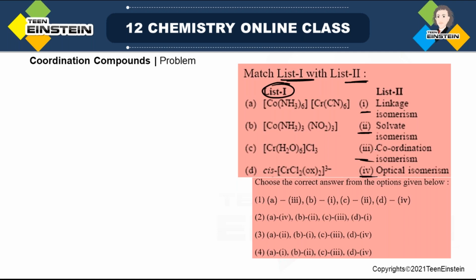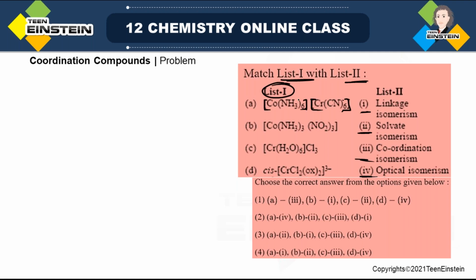Okay. Now the first complex that is given here, two coordination spheres are mentioned. Within the first coordination sphere, there is cobalt. In the second, there is chromium. And always the cationic sphere is written first. That is the basic rule. And the anionic sphere is written after.